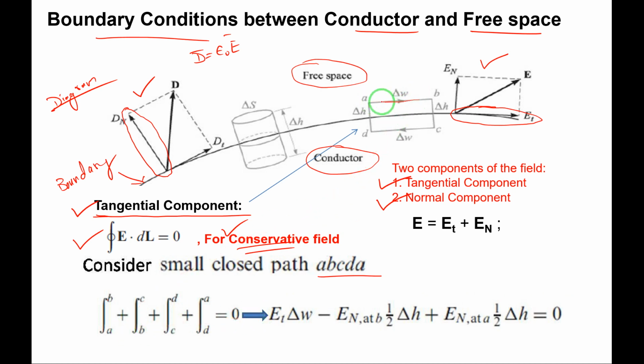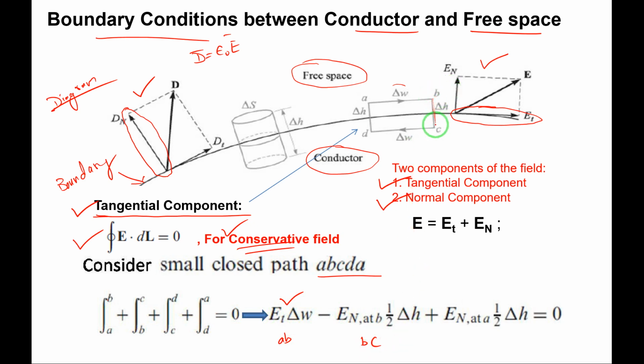From A to B, I want the electric field E and the length. So we will see here: what is the electric field from A to B? The tangential component is Et. So Et into delta W along the path A to B. This is from path A to B. Right. The next, from B to C.